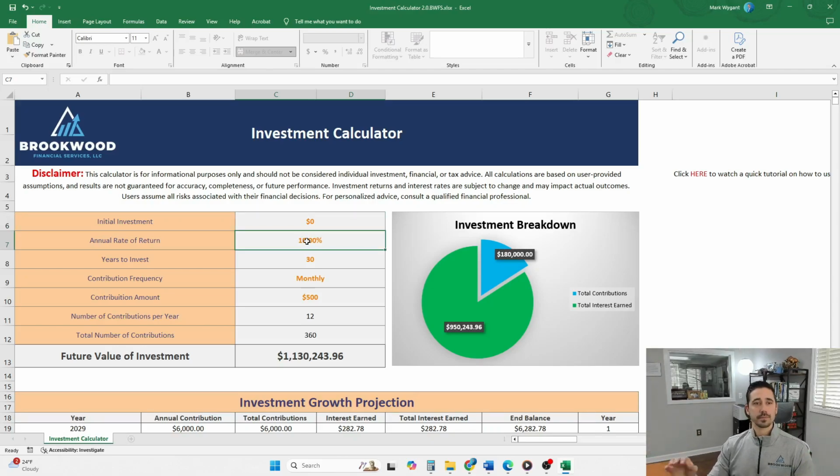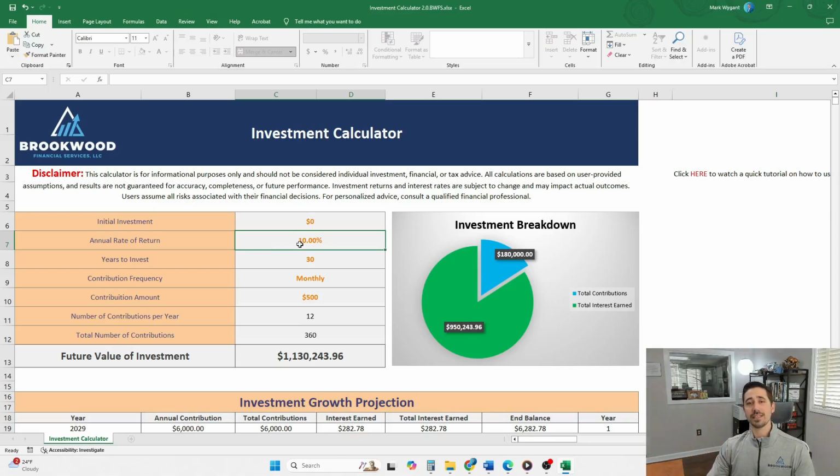The next one, probably the hardest one for people to get right here, and you might want to play around with this a little bit, is your average annual rate of return. The reason why this is so important is because the longer the timeline, the more of an impact this rate of return is going to have on your future value of your investment. So it'll sway the numbers a lot back and forth, right? It moves that needle a lot.